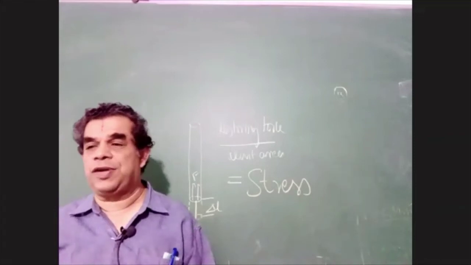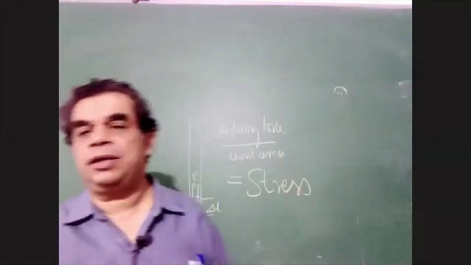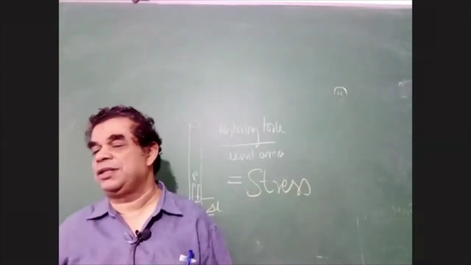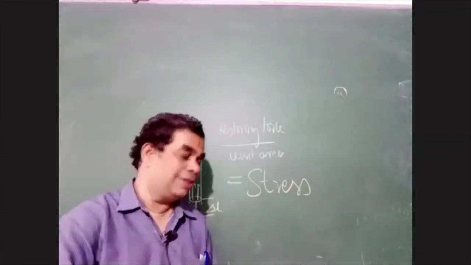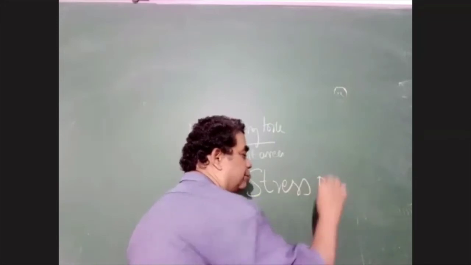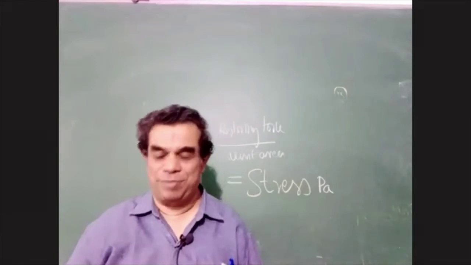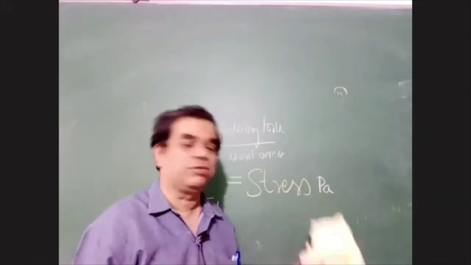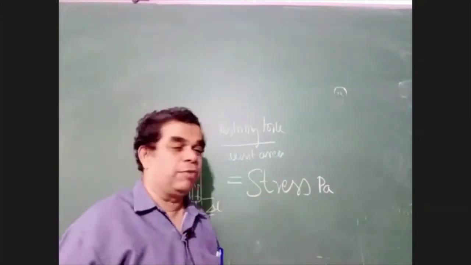And what is the unit for this? The SI unit. Newton per meter square. And in fact, that is called Pascal, the unit of pressure, Newton per meter square. We also take that as pressure, Pascal. Okay, what is the dimensional formula for pressure?